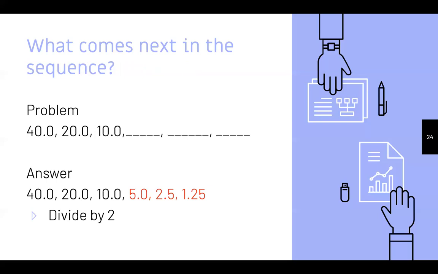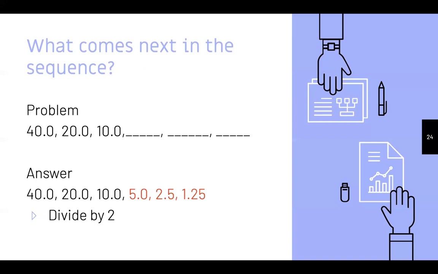So what comes next, right? This is dividing now. That last hard one, right? The first one was multiplication, now division. We have 40, 20, 10. We want to know the next three. The next three I obviously say is 5, 2.5, and 1.25. How do I get those numbers? Well, first we have to identify, is it addition, subtraction, multiplication, or division? Well, we see that we're decreasing. So your initial thought should either be subtraction or division.